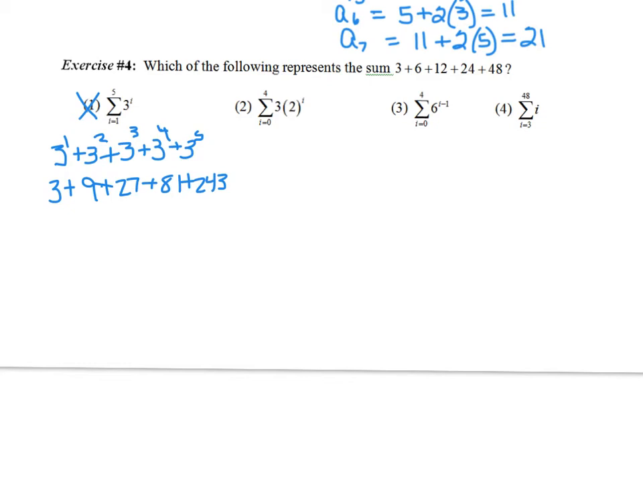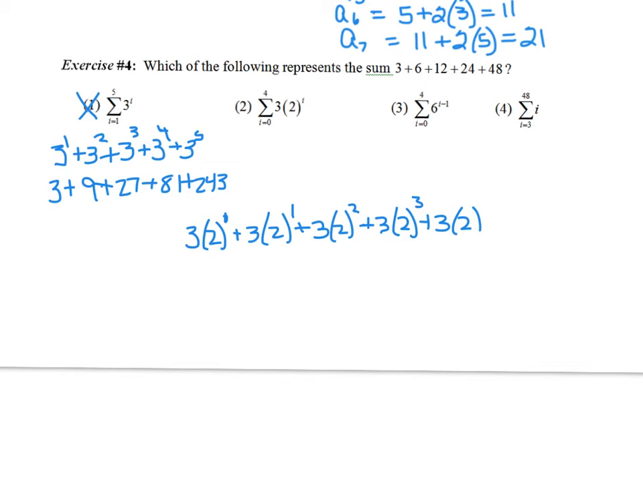Let's try choice 2. We're starting with i equals 0, so I'm going to say 3 times 2 to the 0 plus 3 times 2 to the first plus 3 times 2 to the second plus 3 times 2 to the third plus 3 times 2 to the fourth. So 2 to the 0 is 1 times 3 gives me 3. 2 to the first is 2 times 3 is 6.